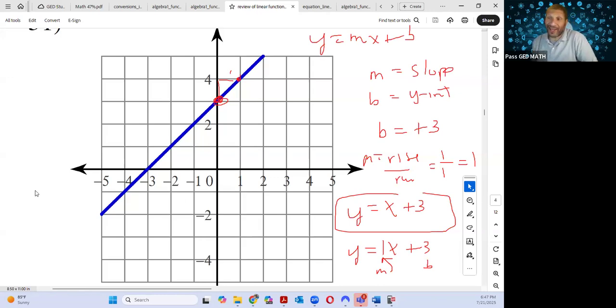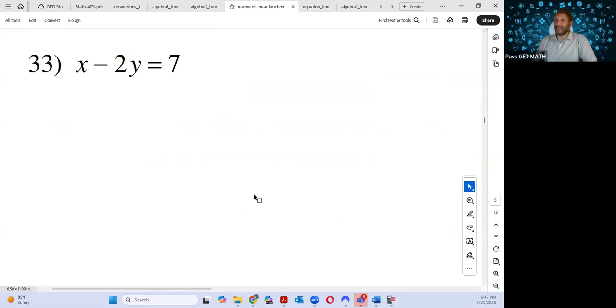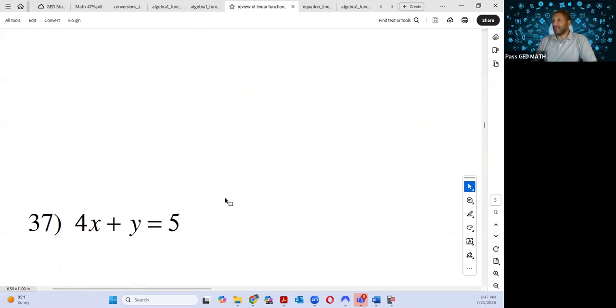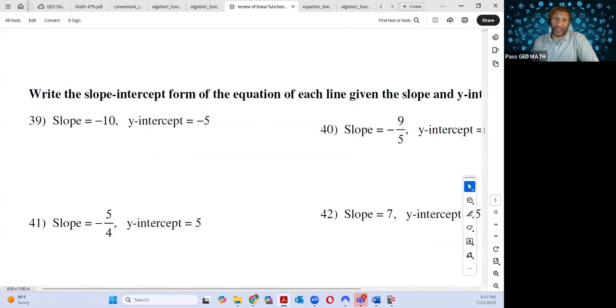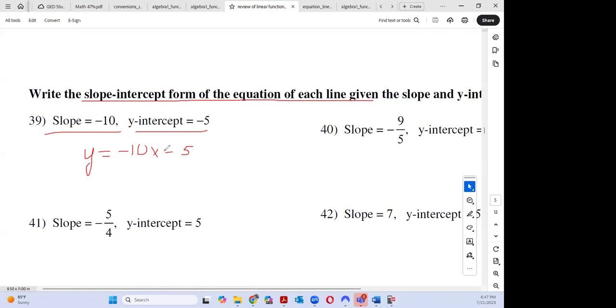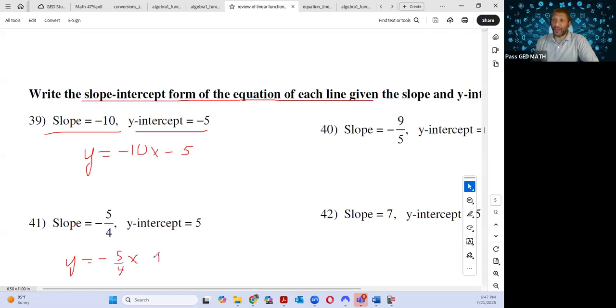Again, all of these concepts are related. For example, watch this. Now I'm going to go to a difficult problem. Well, not difficult, but let's go here. What is the slope-intercept form in equation of a line? Oh, my slope is -10. My y-intercept is -5. Oh, that's easy. y equals -10x minus 5. Y equals -5/4 x plus 5. Because slope-intercept form is y equals mx plus b.